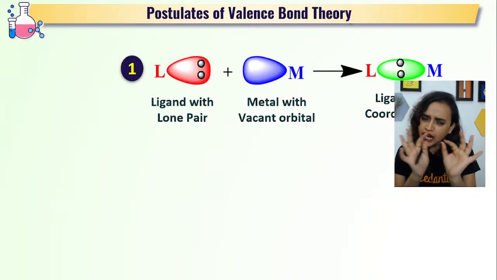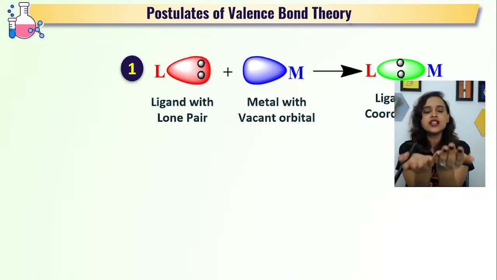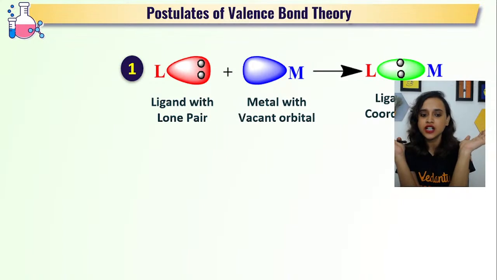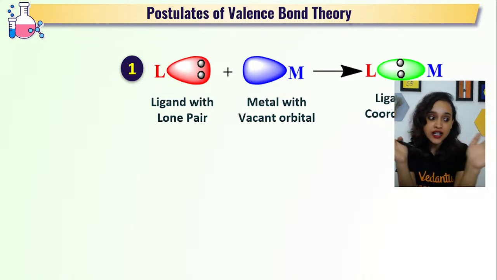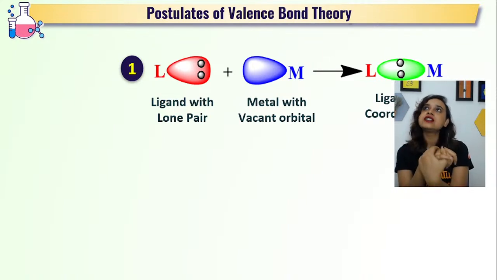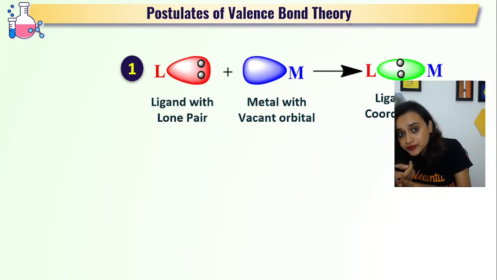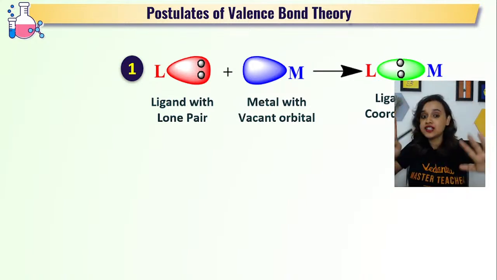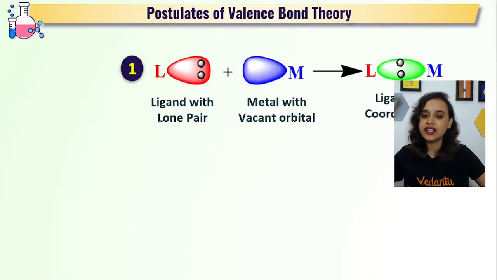Do we understand that for this whole coordination compound to happen, the metal always comes with empty hands? The metal is always like, yo, bro, I have nothing, you only have to give me the lone pair of electrons. Now, if the metal does not have an empty space, first it will make it empty, then there will be hybridization, and then it will say, please fill it. So the ligand is with lone pair and the metal is with vacant orbital, and then there is a ligand metal coordinate bond, right?